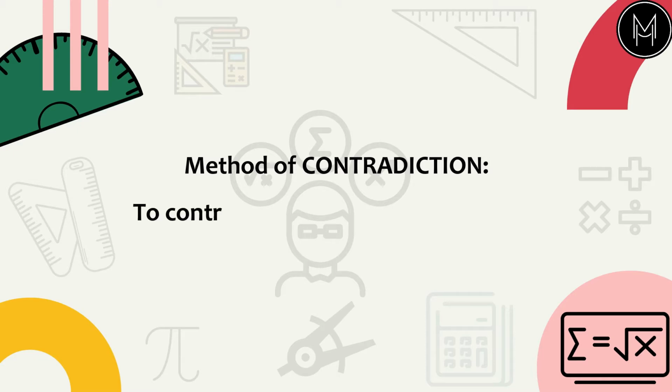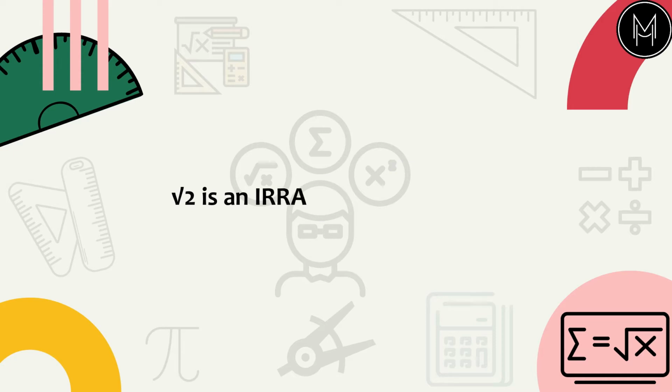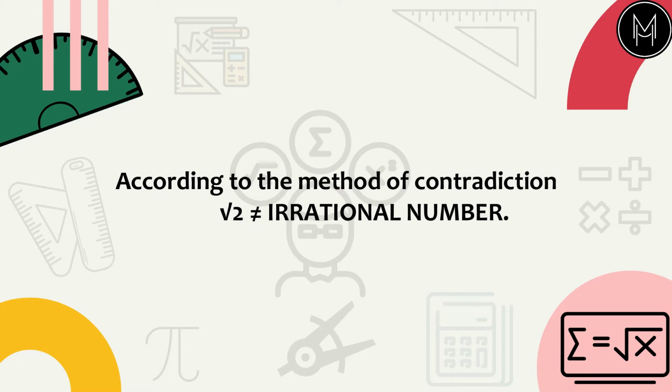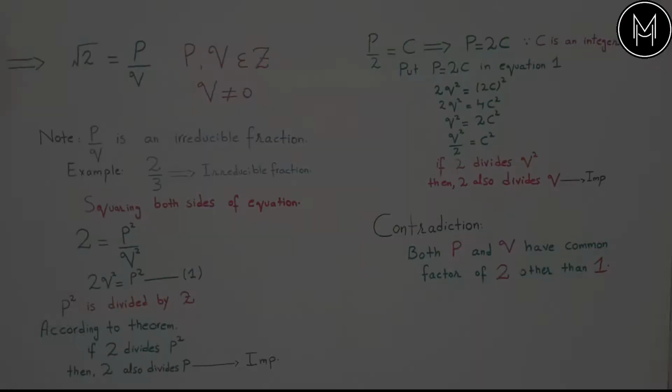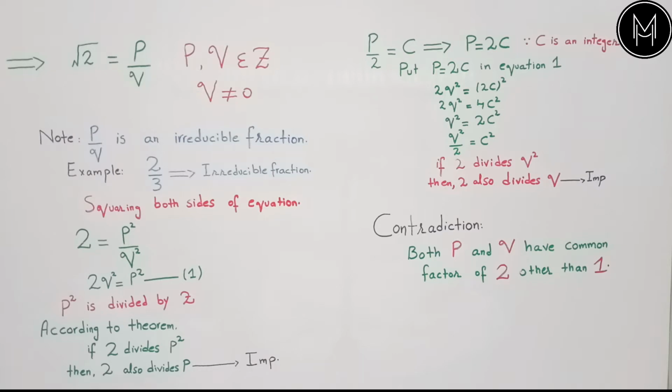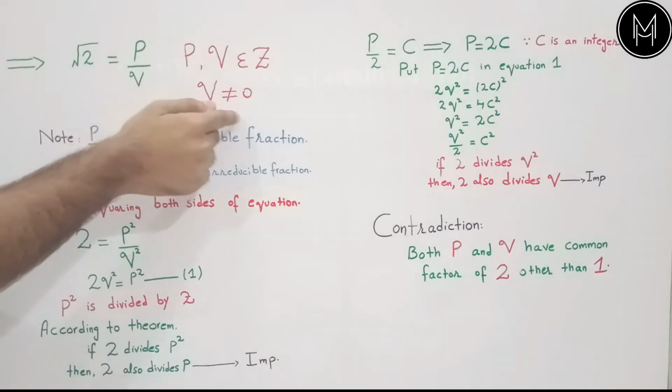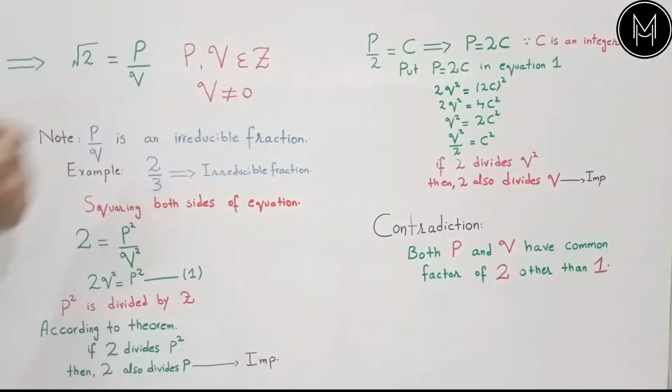Contradiction means to contradict or to oppose something. It is true that root 2 is an irrational number, but according to the method of contradiction, we just suppose for a moment that root 2 is not an irrational number but a rational number. Regarding the definition of a rational number, we can put root 2 in the form p by q, where both p and q are integers and q in the denominator is not equal to 0.